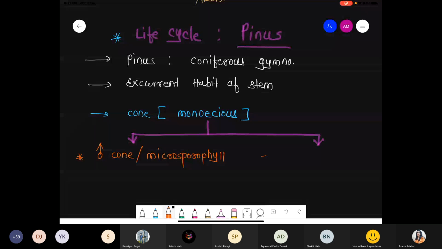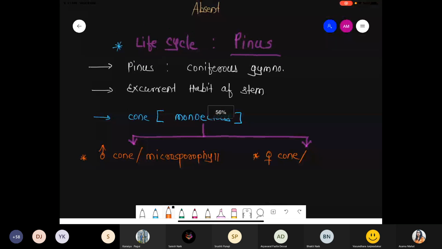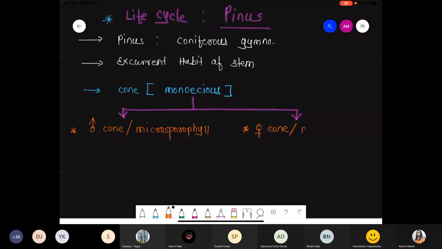Microsporophyll. Another one on the same plant, there is a presence of the female cone, and the female cone is also called megasporophyll. Megasporophyll. So microsporophyll is the male cone, megasporophyll is the female cone, right?